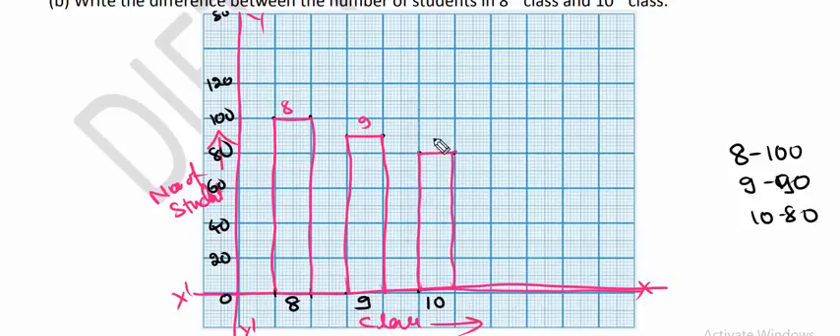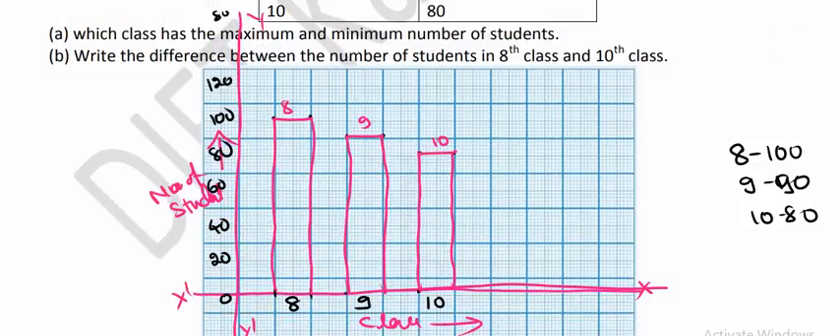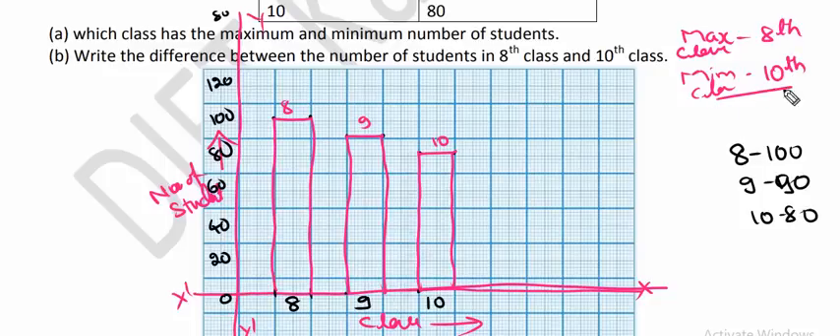By using this bar graph, we have to answer two questions. So you observe here what the answer for these questions is. They ask which class has the maximum and minimum number of students. So here we have to write: the maximum number class is the eighth class. It has 100. And what is the minimum number of students in the class? The minimum number of students is in the 10th class.